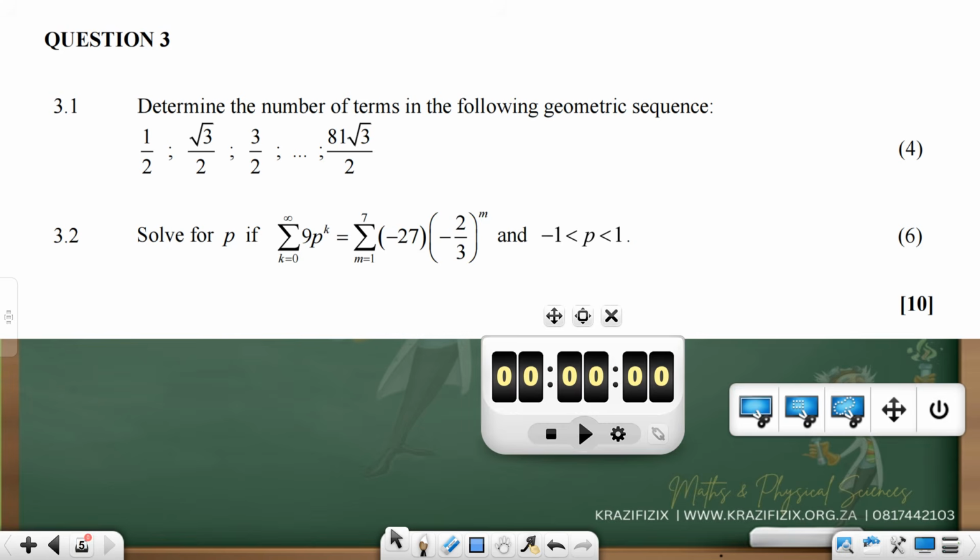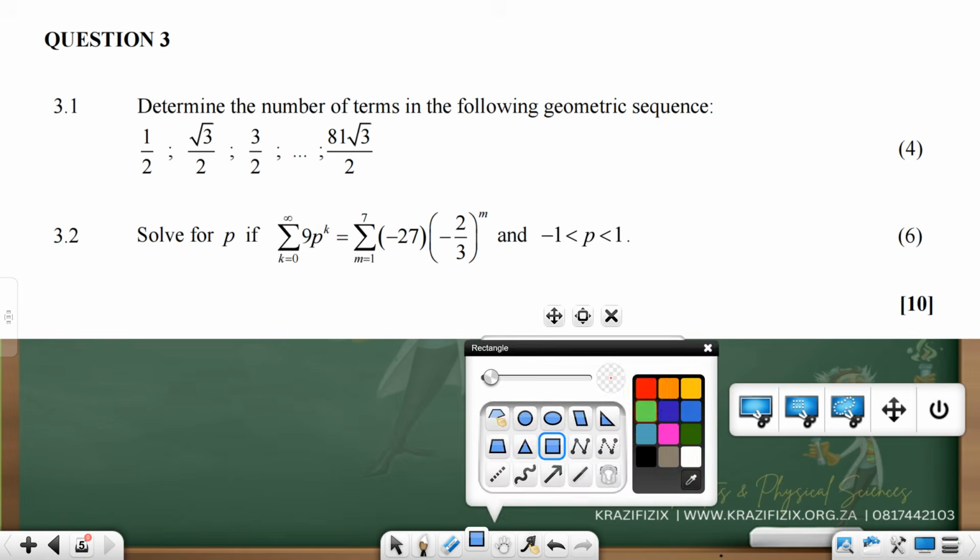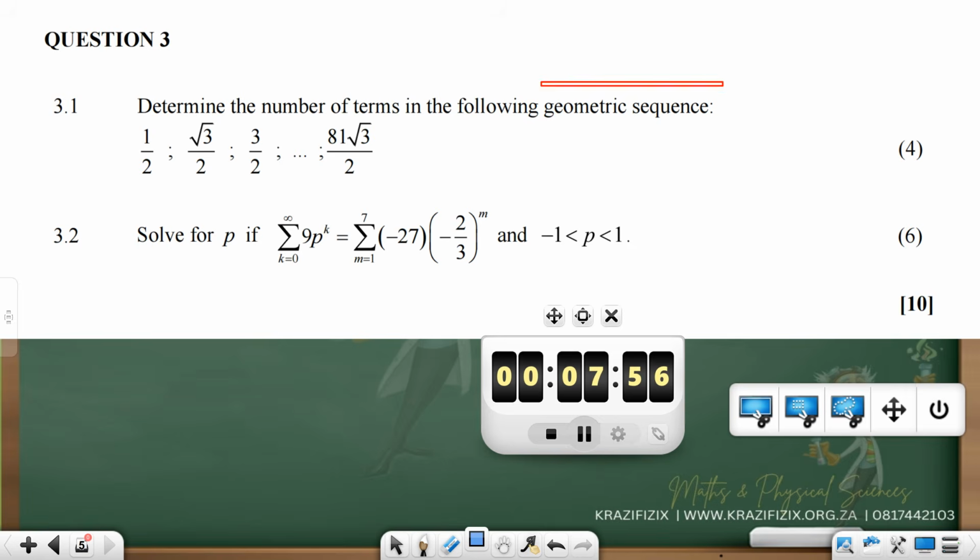Please do this one. No, I can't. Look, you're not going to get me 0. You know your principles of geometric. Apply it. They even told you it's a geometric. What do you know about geometric? 3.1 is very easy. Determine the number of terms. Check your formula page. Tn is ar to the power n minus 1. You're done. Come on, papi.